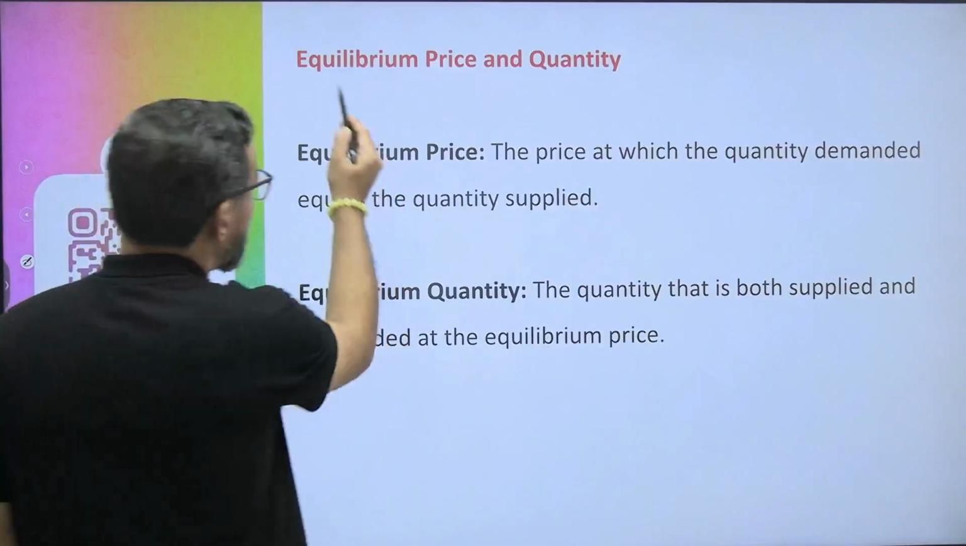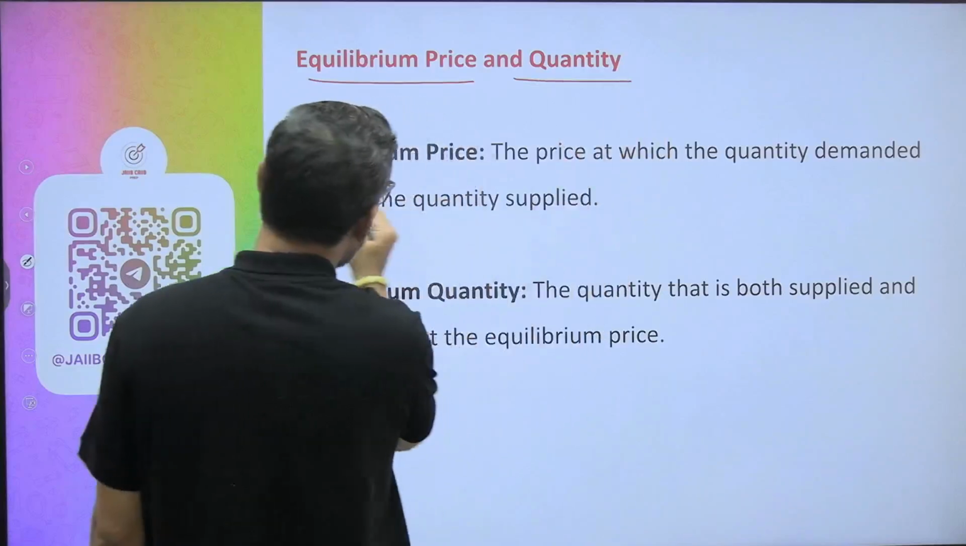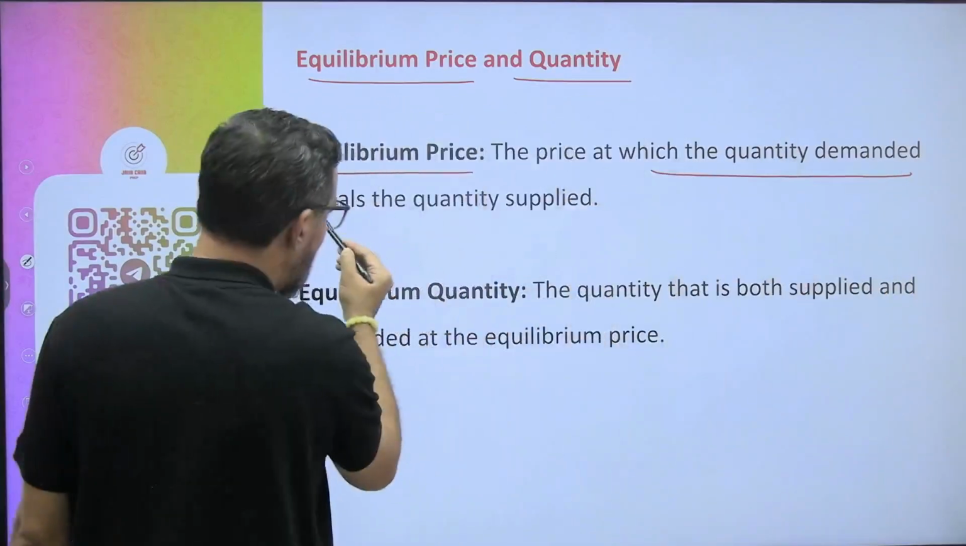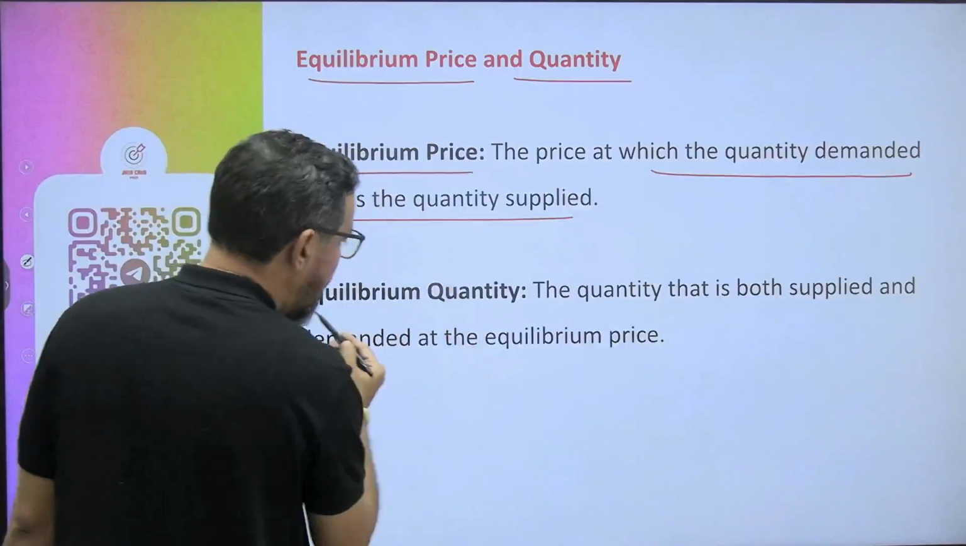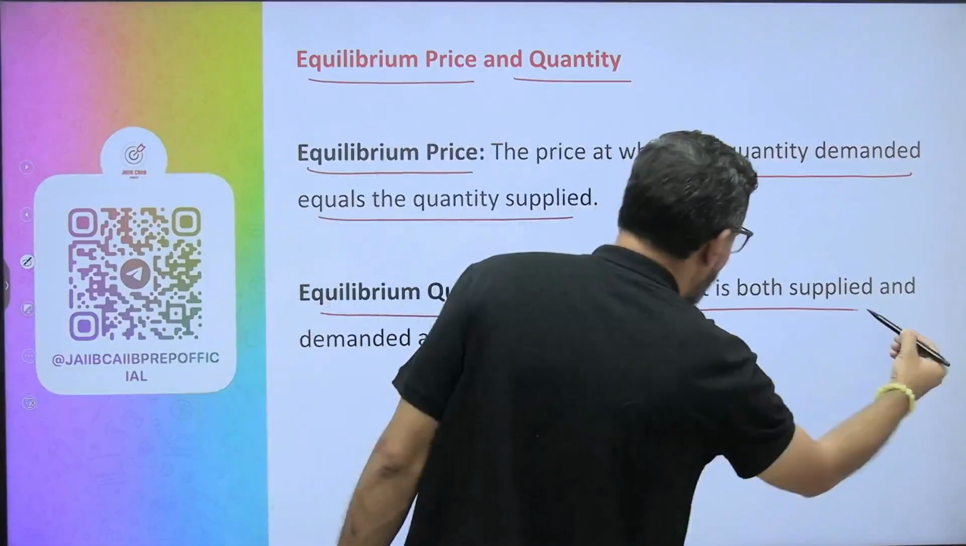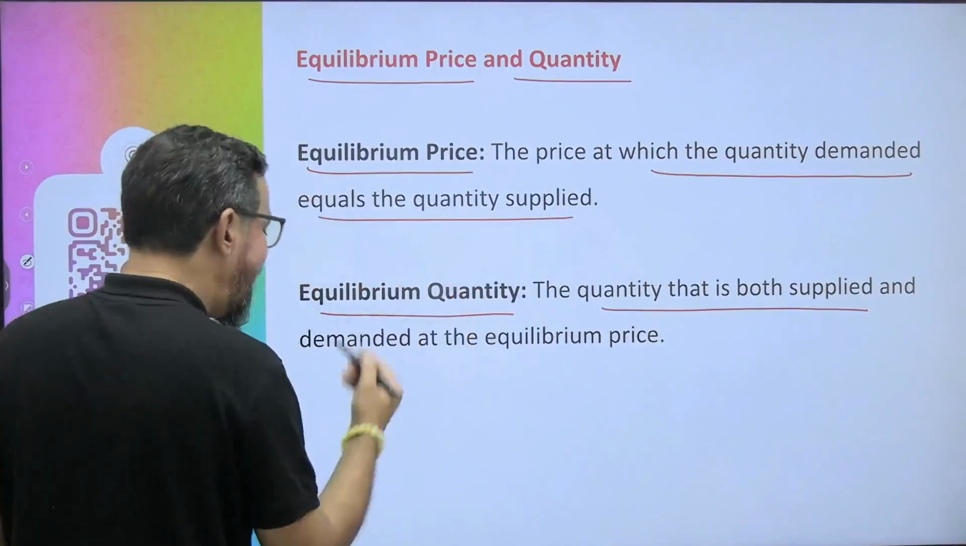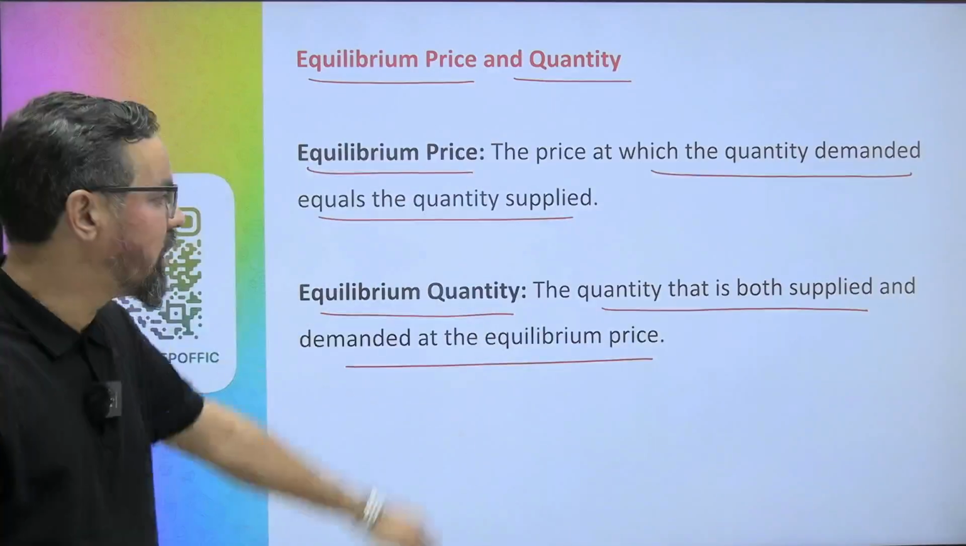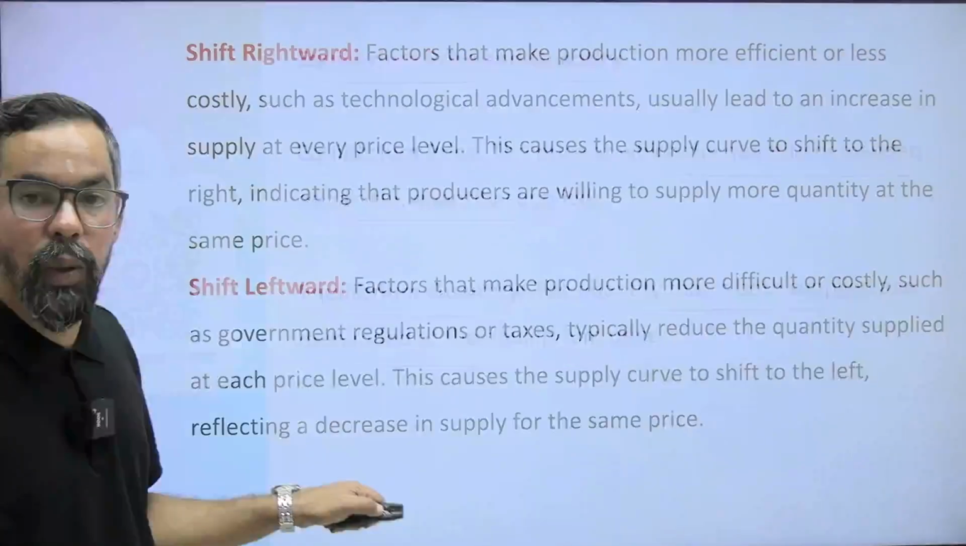So, equilibrium price and quantity. The equilibrium price is the price at which quantity demanded equals quantity supplied, and the quantity is what is both supplied and demanded at the equilibrium price. So that cross point is generally known as your equilibrium point itself.